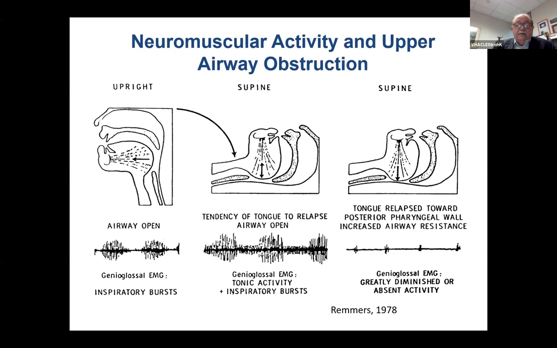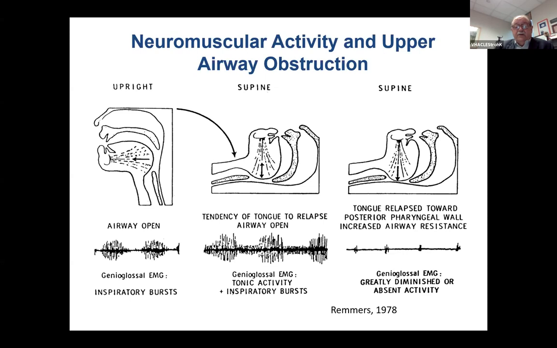We went on and did some studies to show that the EMG activity when you go from the upright to the supine posture is a curse, but you still, it doesn't restore your airway to the same size as when you're upright. You have to do something else to do that. And there is evidence that the reflex activation in obstructive sleep apnea is blunted. Is that clear? Pretty clear? So good.